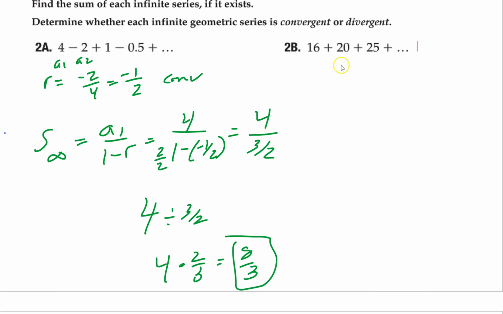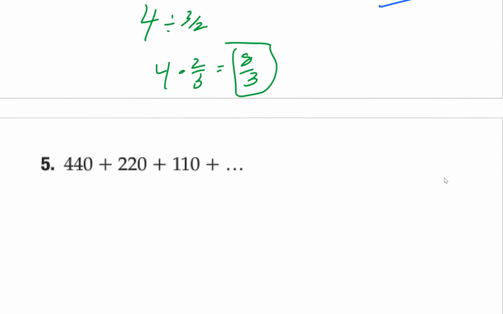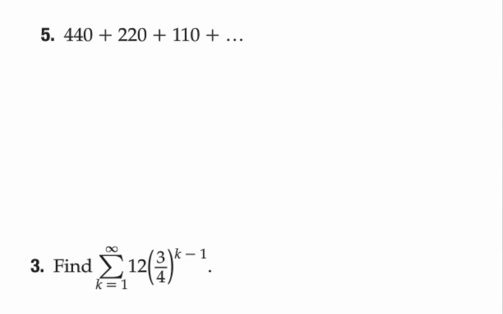2b, same idea. Let's find out first. r is 20 over 16. That is bigger than 1, so this is divergent. You can't do it. And we're done with that one. Almost done, just a couple more. So this is the next one.